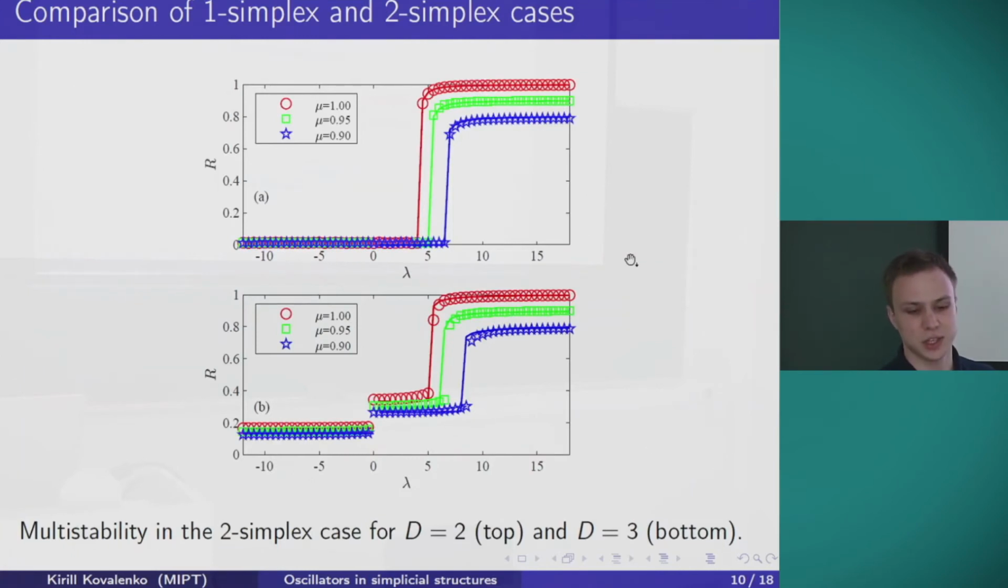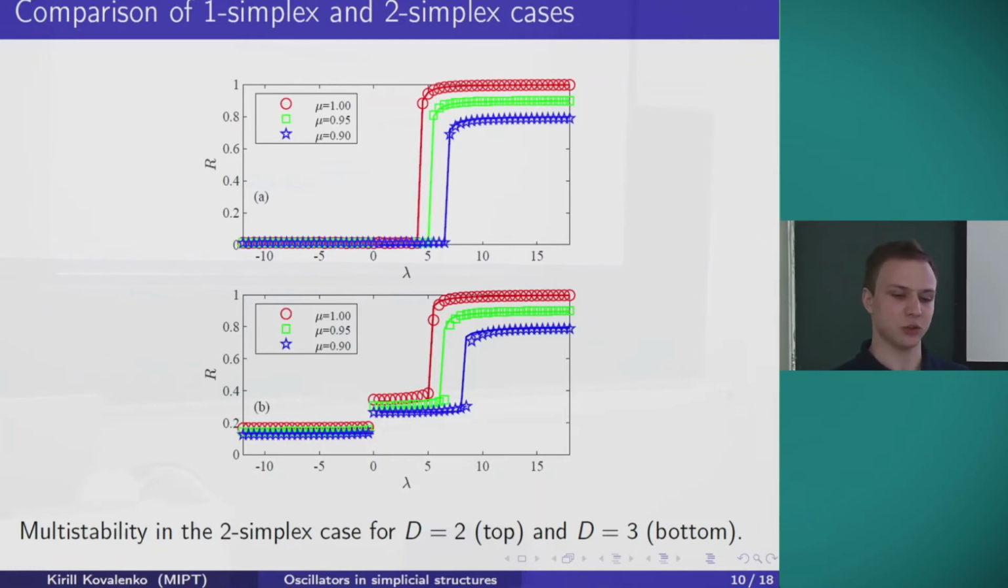As you can see here, we have the process of desynchronization from fully synchronized state, so-called backward transition. Depending on the initial conditions, this process is different, and the state of the system for different lambda is also different. So this is existence of multistability.